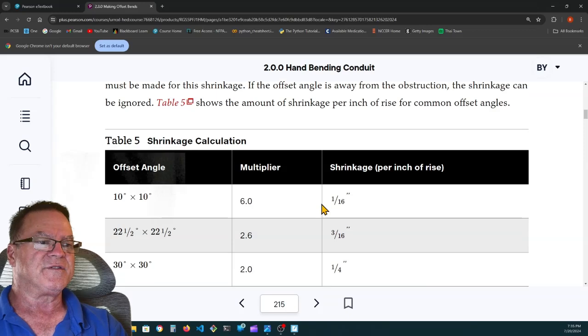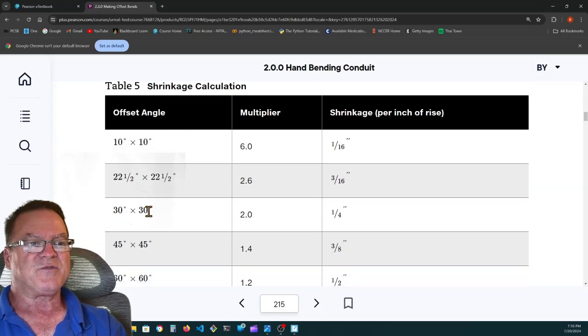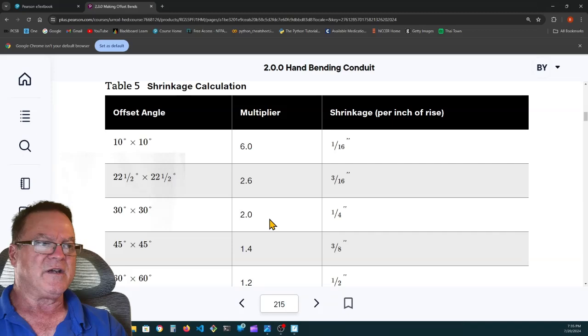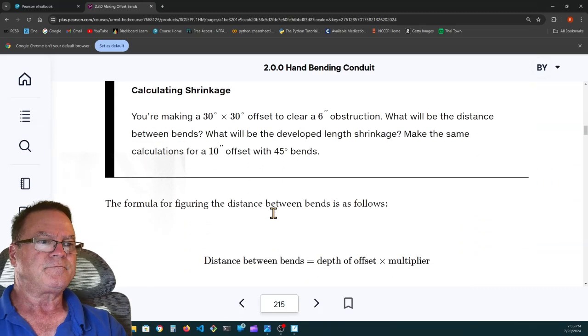Everybody has their preferences. To me, 30 is the best way to go because any 30-degree bend, if you're not bending a 90, bend a 30, the multiplier is 2. You can do it in your head. You need a 7-inch offset on 30 degrees. 7 times 2 is 14. Put your bends 14 inches apart. So you're making a 30-degree offset to clear a 6-inch obstruction. What will be the distance between the bends? 6 inches times 2, 12.